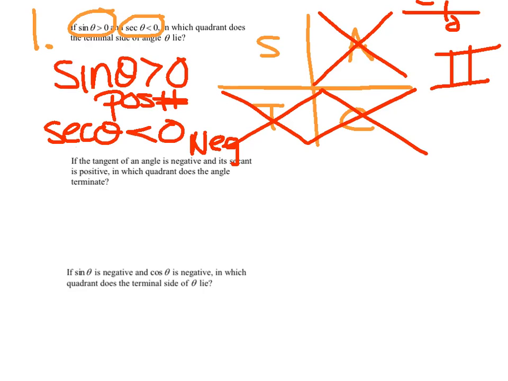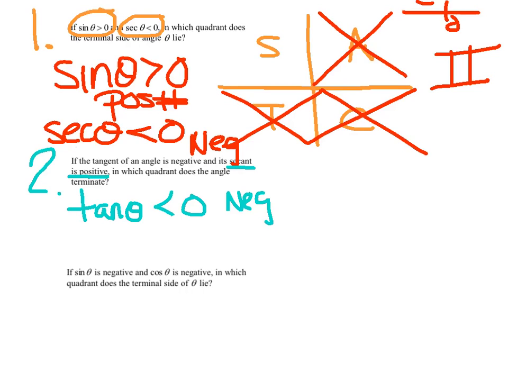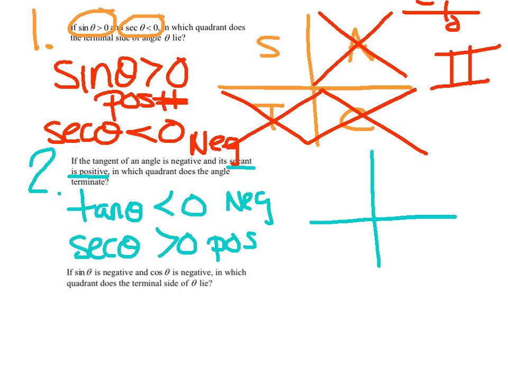All right, let's try another one, number 2. If the tangent of an angle is negative, so let's put that into our own lingo. Tangent theta is less than 0. That means negative if you're smaller than 0. And secant is positive, so secant is bigger than 0, which means positive. What quadrant does the angle terminate?